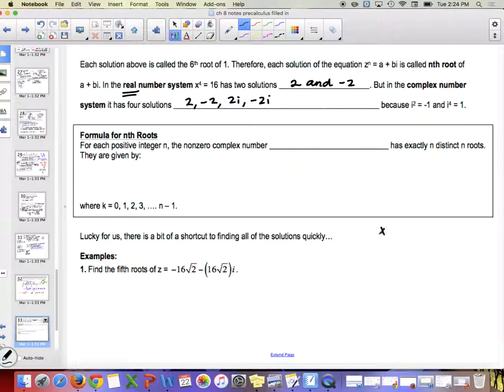And you can check that. If you had x to the fourth minus 16 equals 0, you would factor into x squared plus 4 and x squared minus 4. Do you guys see where the plus or minus 2i is coming from? From the x squared plus 4. Do you guys remember that from Algebra 2?